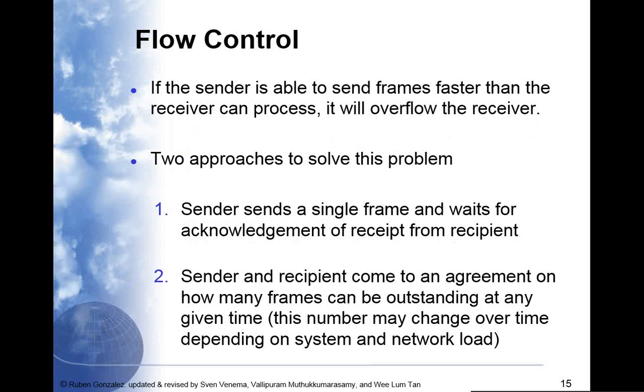Flow control. If the sender is able to send frames faster than the receiver can process, it will overflow the receiver. You can imagine this in a normal speaking environment. If someone speaks way too fast, you can't understand, and you start dropping words basically. Two approaches are there to solve this problem, at least on this slide. The sender can send a single frame and wait for some acknowledgement of receipt from the recipient. This is like that polling model that we talked about, where I ask, do you have something for me? In this case, I'm going to give you some information, wait for you to say I got it, and then I'll send you the next one. I'll just pass out one little bit at a time.